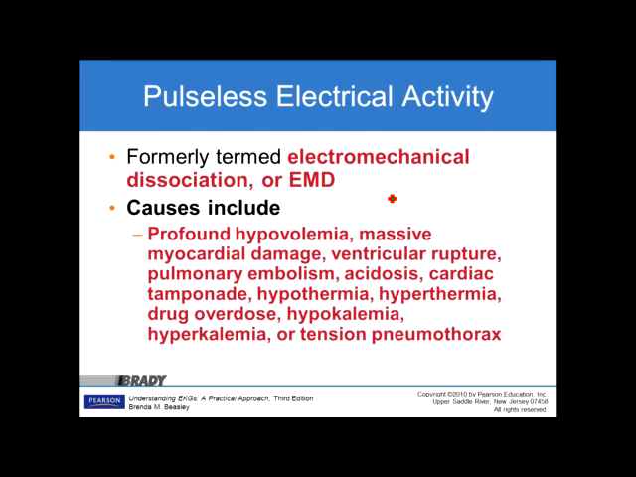Now, whenever we get to ACLS, we're going to identify these to where they're easier to remember. You have two primary causes of PEA, and one of them is going to be a mechanical cause, and the other one is going to be electrophysiological causes. The acronym that I like to use is CHET for HDOA. CHET gives me my mechanical cause, and 4-HDOA gives me my electrophysiological cause.